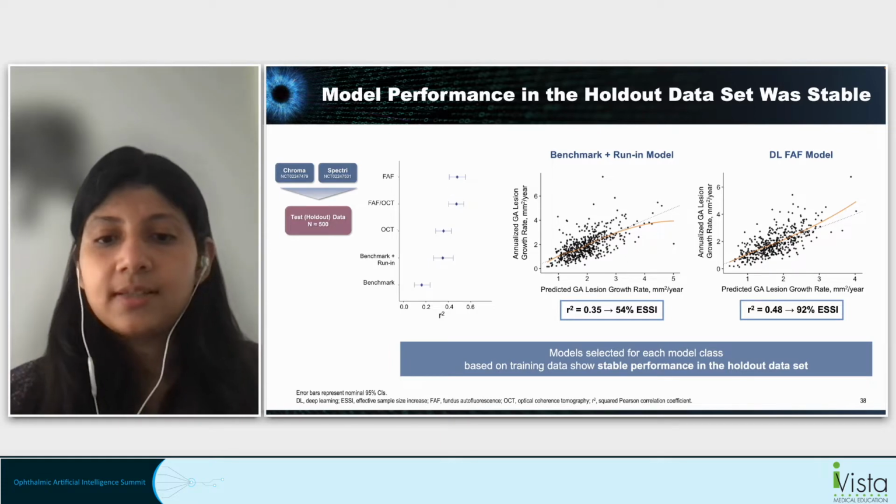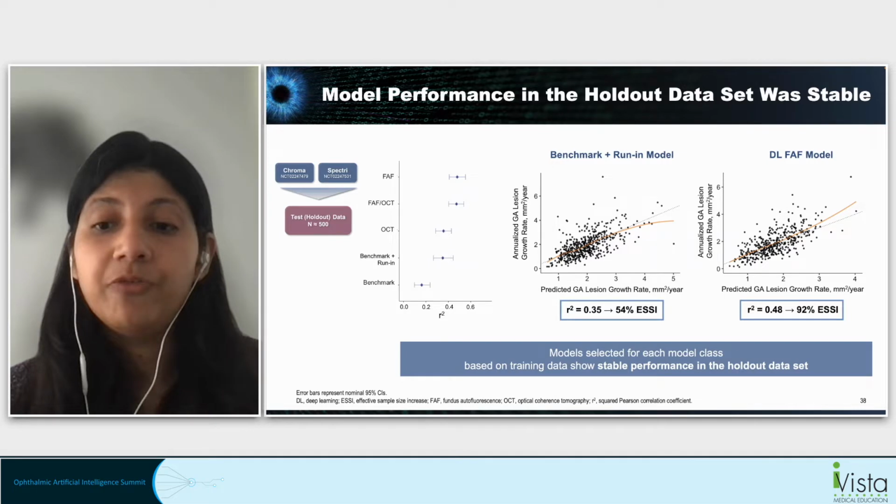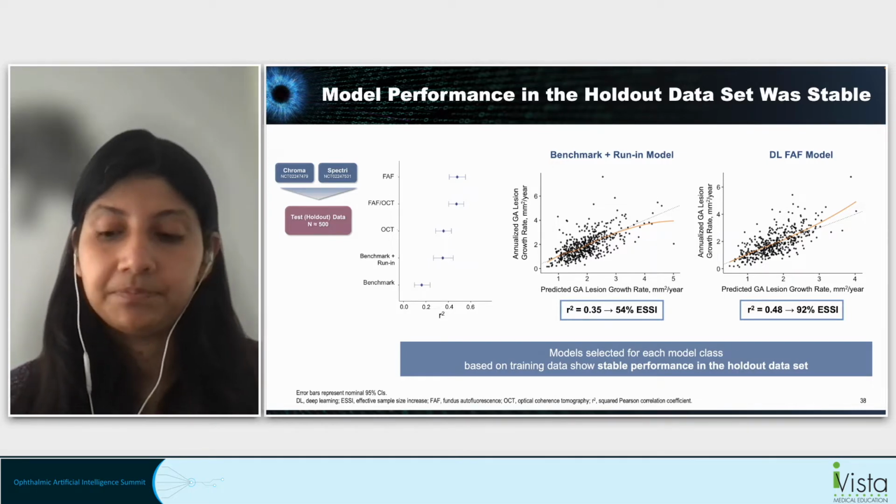Like I said before, the model was selected for each model class based on the training data, and they show a very stable performance in the holdout data.